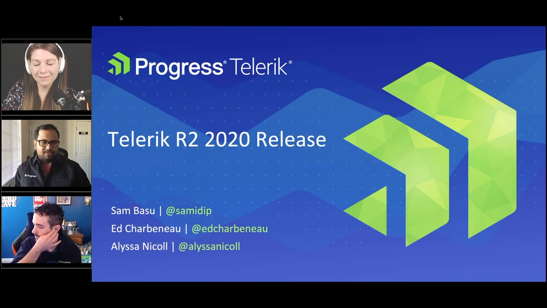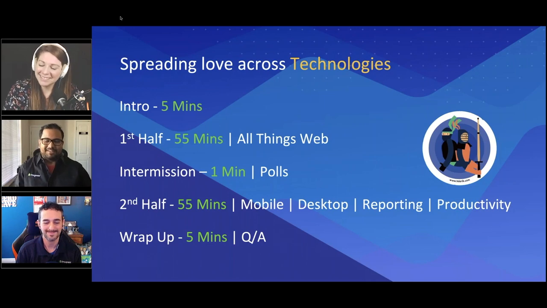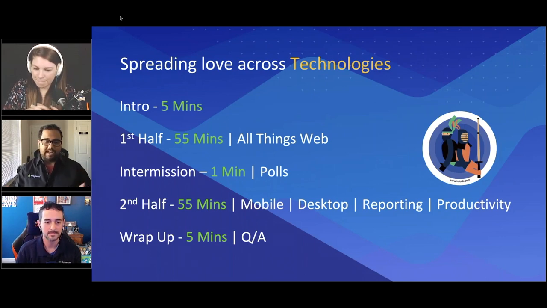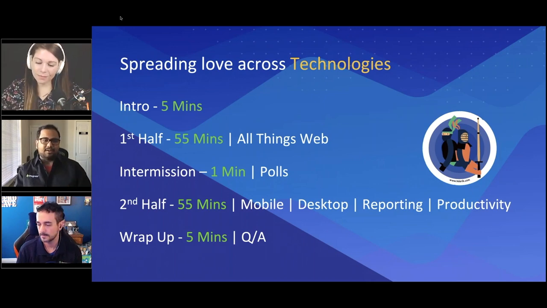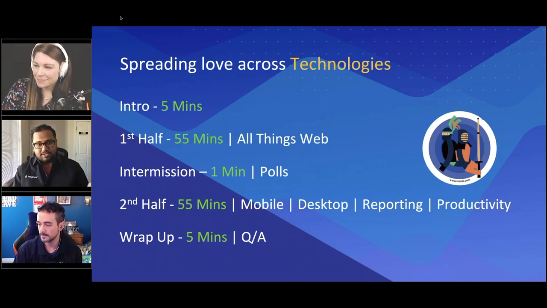So let's get the ball rolling. First up, this is going to be a lot of stuff. I've been told that I can have another job as an auctioneer. Some of us speak a little fast because we're trying to cover a lot, but we're going to try to do justice. So we're going to start things off with all things web, and that's Ed's domain. You're going to see a lot of things that we have done in the ASP.NET space with AJAX and MVC and Core and all things Blazor, which is exciting. And then I will come back on in the second half and talk about all of the other stuff, which is mobile and desktop and reporting and productivity, all of those things. And Alyssa will be with us all through, and we're going to try to answer as many questions as we can. So that's the plan for the next 2 hours, and we're going to try to do justice to all that's happened in this release.